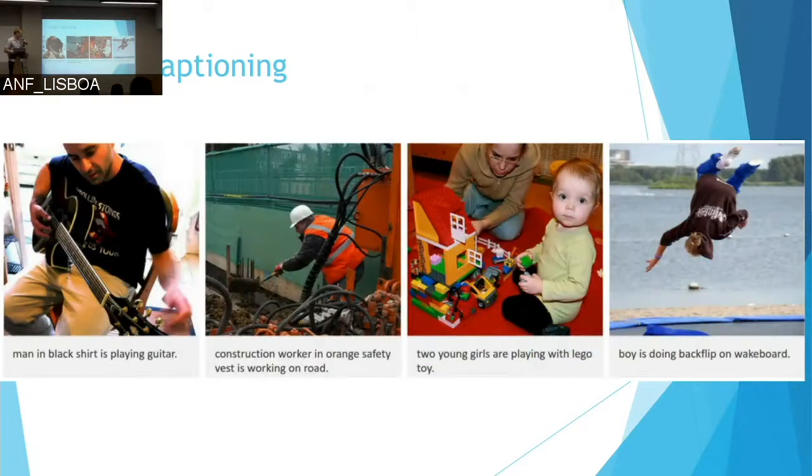One popular problem is image captioning and visual question answering. So here, the input is the image, and the output is text. You can use a type of neural network called a recurrent neural network to generate text. So it said here, man in a black shirt is playing guitar.